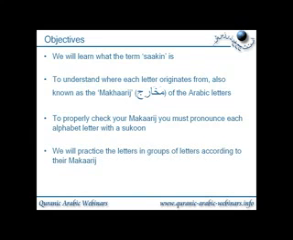So we will practice the letters in groups of letters according to their Makhaarij, i.e. all the letters which come from the same place in the mouth or with the tongue or the lips. We will learn also what qalqala letters are.